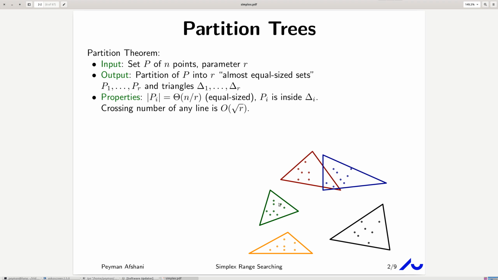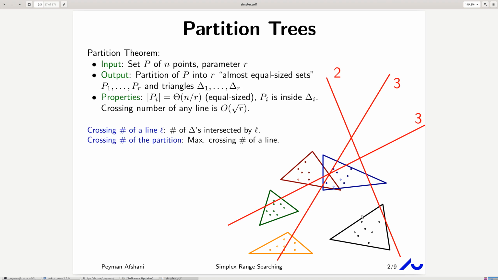So I have r disjoint subsets. Each subset is inside a triangle. The triangles don't need to be disjoint, but what they need to have is this low crossing number property. What this means is that if you draw any line in the plane, for example, these 3 lines, the number of triangles intersected by each line is at most O of square root r. So for example, this line intersects 3 triangles, so its crossing number is 3. This line intersects 2 triangles, so its crossing number is 2.